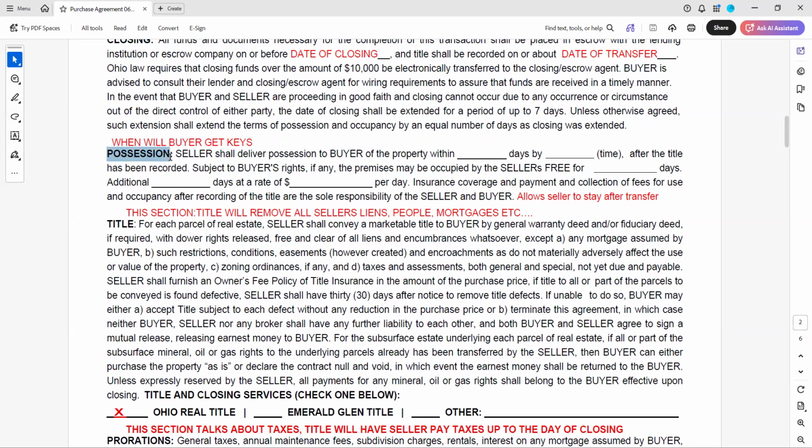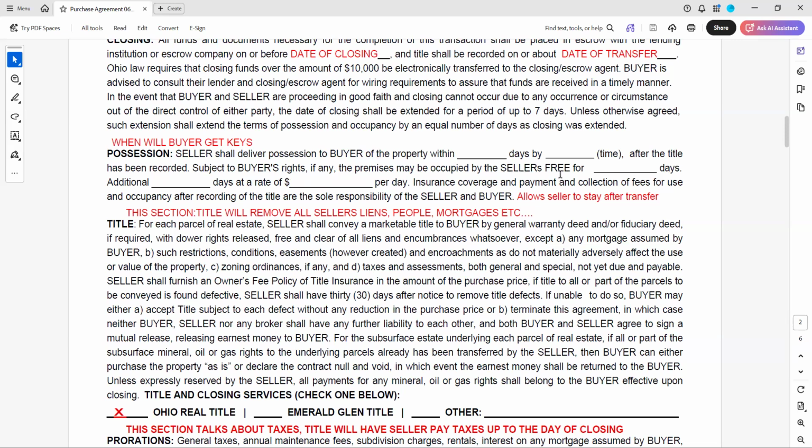Possession is going to be when is the buyer going to get the keys, right? So the seller is going to deliver the keys to the buyer, and that would be the listing agent to you within so many days of the title being recorded. Now, a lot of times people will ask for the keys at the closing table. And that's fine too. If you get them at the closing table, that's great. They might give you the keys at the closing table and tell you, please don't give them to the buyer until Saturday at 9 a.m. or something like that. So it's all agreed upon times. At this time, when you're putting your offer in, you're just going to put at the time of transfer.